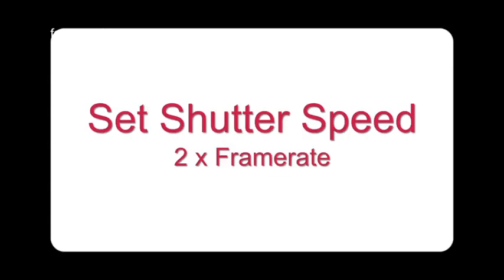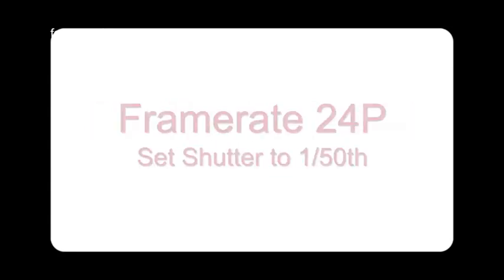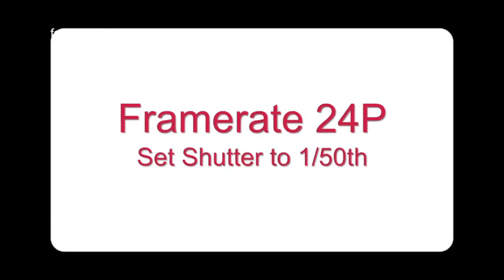The simple equation for shooting movie is you set your shutter speed at twice your frame rate. So if you're shooting at 24p, you'd shoot your shutter speed at 1/48. Now we don't have 1/48 available in the camera, so we set it to the closest near number, which is 1/50. If you're shooting at 25p, then you'd shoot your shutter speed at 1/50. And if you were shooting at 30p, you'd set your shutter speed to 1/60.